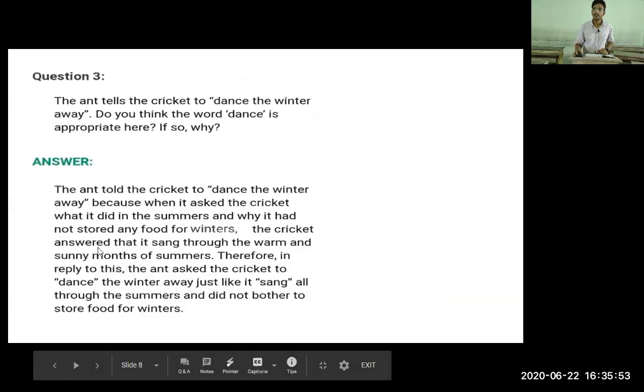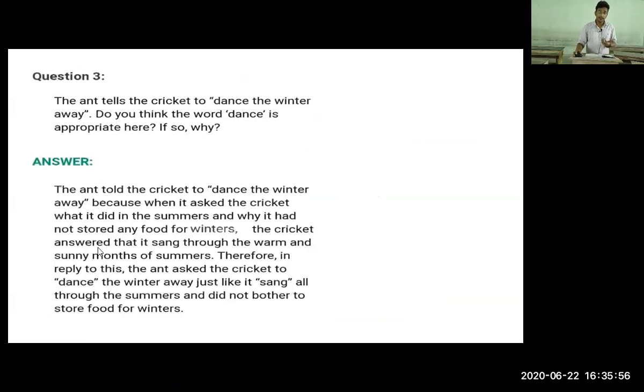So here is your first question. The ant tells the cricket to dance the winter away. Do you think the word dance is appropriate here? If so, why? The answer starts like this: The ant told the cricket to dance the winter away because when it asked the cricket what it did in the summers and why it had not stored any food for winters, the cricket answered that it sang through the warm and sunny months of summer. Therefore, in reply to this, the ant asked the cricket to dance the winter away, just like it sang all through the summers and did not bother to store food for winters. You have to write the question and answer in your notebook, okay?